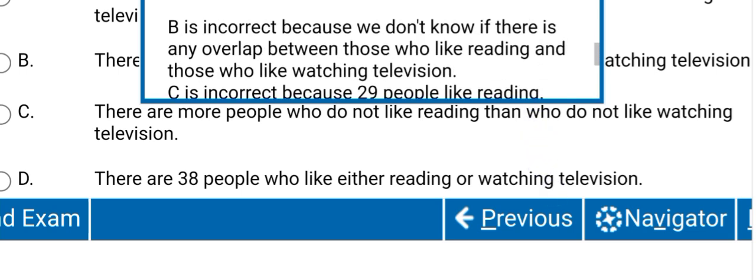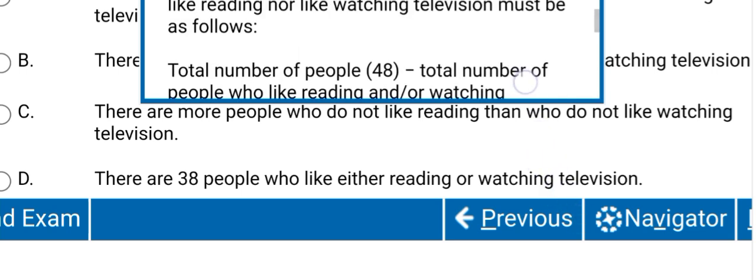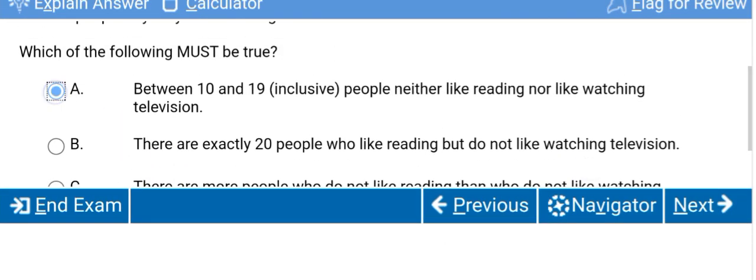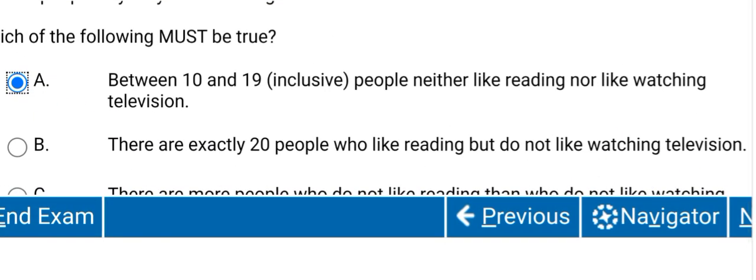So here we can say that all the other options are incorrect and the correct option is option A, which says between 10 and 19 inclusive, neither like reading nor like watching television.